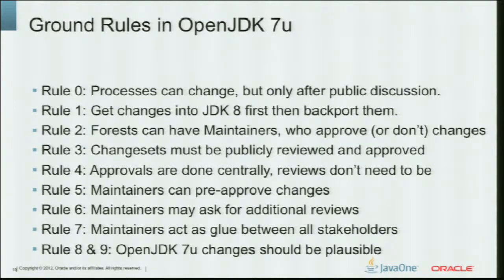So in that sense, maintainers act as a glue between all the different stakeholders, as a connection between developers and users and everybody else. And one last rule we have here, or two actually, is that changes coming to 7 updates should be plausible. They shouldn't just appear out of nowhere. They should have some kind of review trail, they should have an approval request. They shouldn't just appear out of thin air in the repository, because it makes everybody nervous, right?